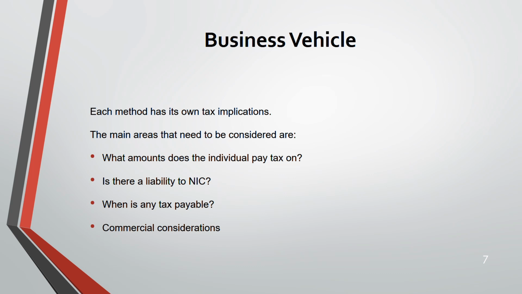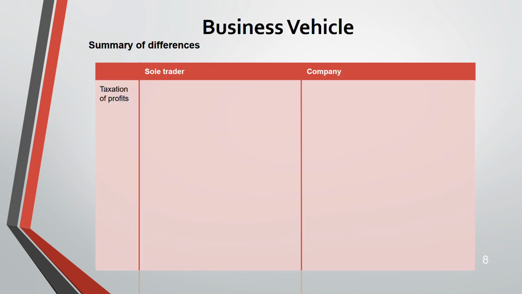Commercial considerations, some commercial reasons, business reasons. Next, this is a very useful table for your revision of ATX when you want to know the difference between sole trader and company. This is a very good table. I've summarized it for you, so you don't have to do all the hard work.